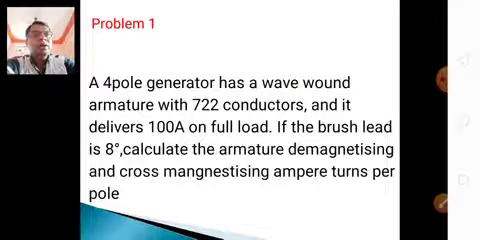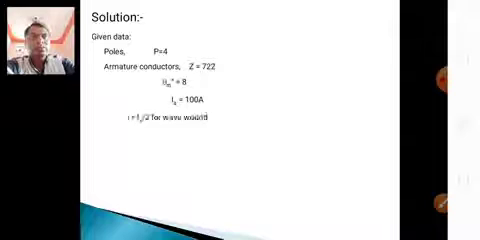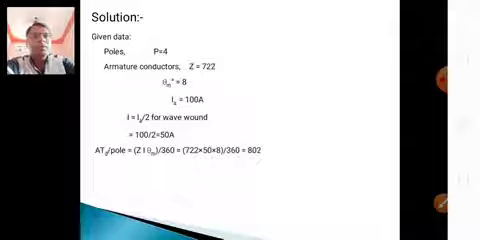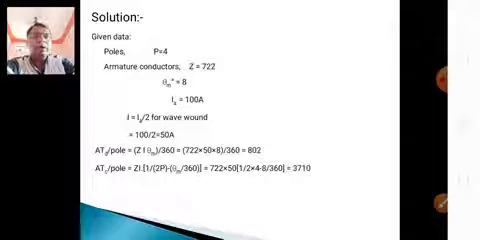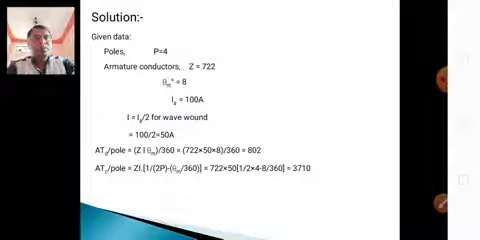See here it has a wave wound armature with 722 conductors. So here Ia equal to 100 by 2, that is equal to 50 amps. So ATd per pole is Z into I into theta m by 360. What is Z? Z is 722 into I is 50 amps into theta is 8 by 360. So here ampere turns per pole is 802.